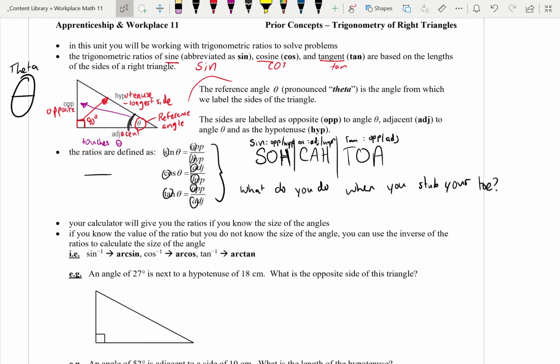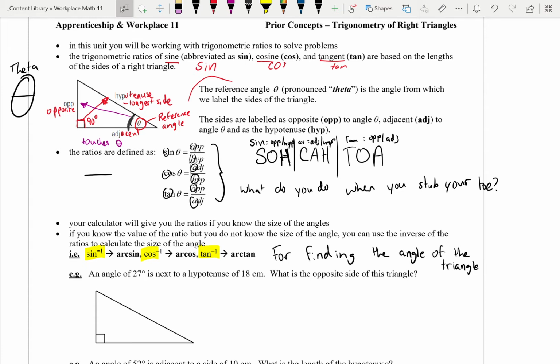If you know the value of the ratio, so if you know the sides, but you don't know the angle, you're going to use something called arcsine, arccos, and arctan, or inverse of all of them. So on your calculator, it'll have a little -1. You'll be able to see generally above the 3 buttons in your calculator, a little sine -1, cos -1, and tan -1. This is for finding the angle of the triangle.